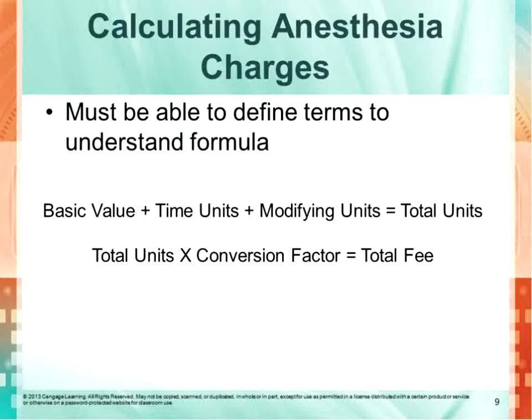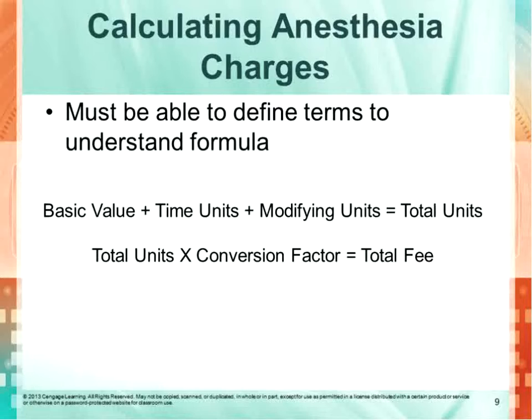So basically, you have to calculate your reimbursement. When you're calculating that reimbursement amount for your professional anesthesia services, there is a formula to do that. And so we're going to go over each of the terms in the formula so we know where we're pulling this information from. So your formula for calculating your anesthesia charges is basic value plus time units plus modifying units equals total units. Then once you get your total units, you're going to multiply that by your conversion factor, and that's going to give you the total fee.